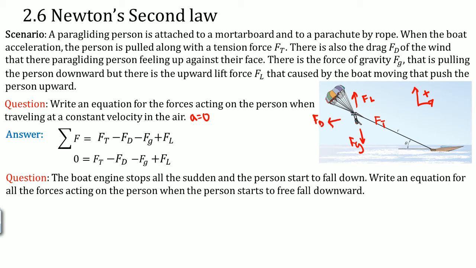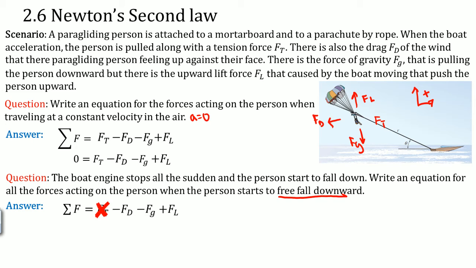Now, the next question. The boat engine stops all of a sudden, and the person starts to fall down. You're going to write an equation for all the forces acting on the person when the person starts to free fall downwards. This is what we had from before. Summation of my forces was force tension minus force drag minus force gravity plus the force lift.